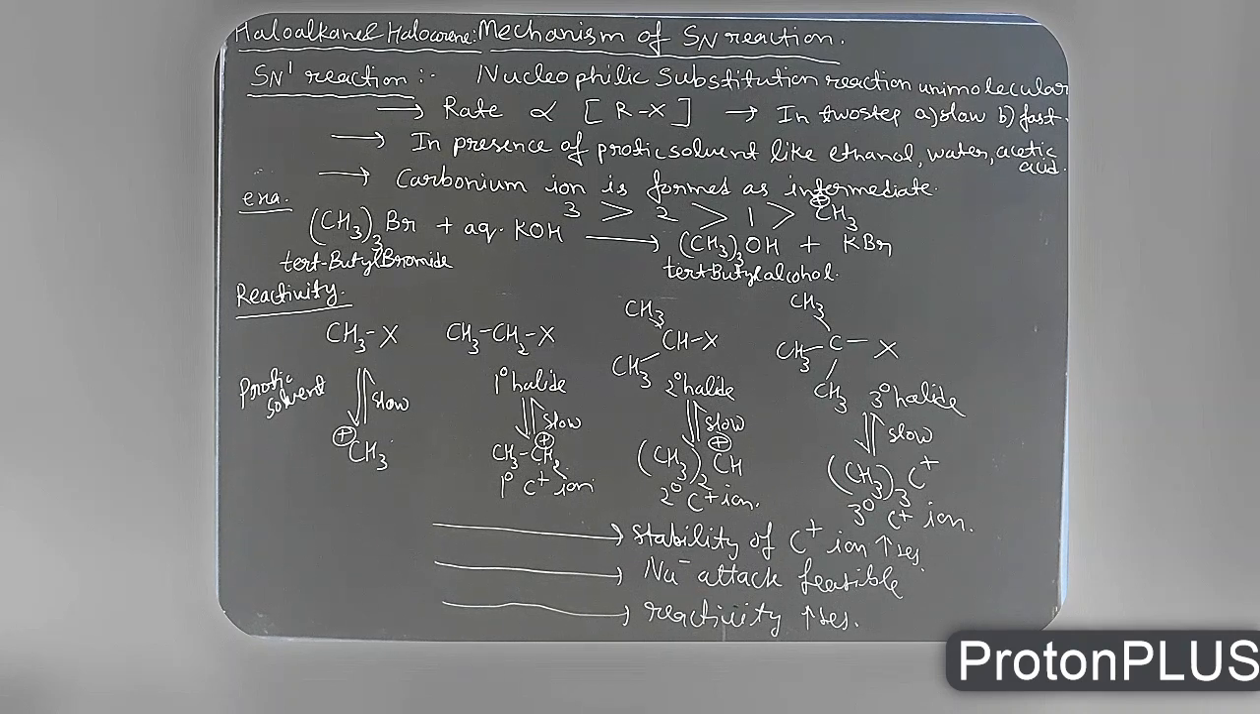So, reactivity towards SN1 reaction increases. In this way, we can conclude that reactivity of alkyl halide towards SN1 reaction is 3 degree to 1 degree. 3 degree halide is maximum reactive. And for SN2 reaction, it is opposite, that is 1 degree, 2 degree and 3 degree halide. 1 degree is maximum reactive and 3 degree halide is minimum reactive.